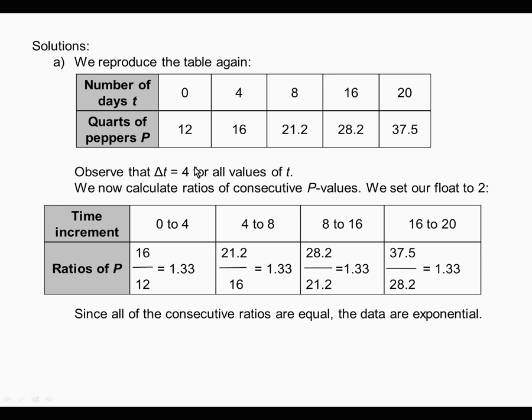So do we have the value at t equals 0? Let's go back to our table. Yes, we do. 12. So our model is going to be p of t is equal to 12 times 1.07 raised to the t power.